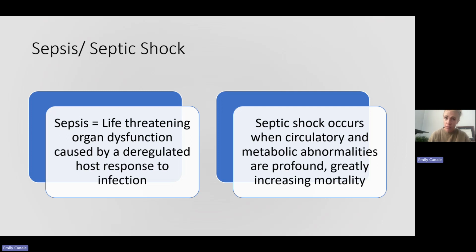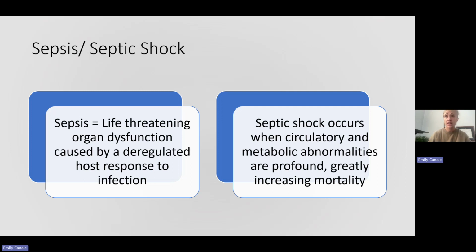Most of these incidences are actually increasing. We have our aging population. We have much sicker patients at this point. More patients are on chemotherapy or immunosuppressants, and all of that puts these clients at risk for developing sepsis. So there are different definitions. We're going to go with sepsis as a life-threatening organ dysfunction caused by a host response to the infection.